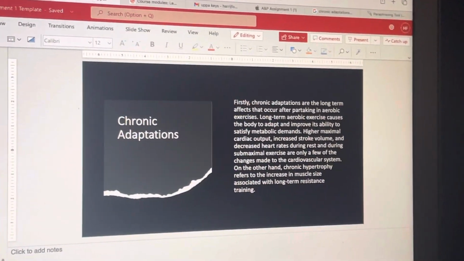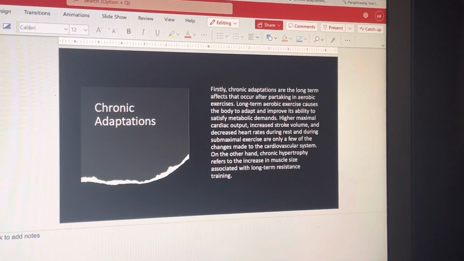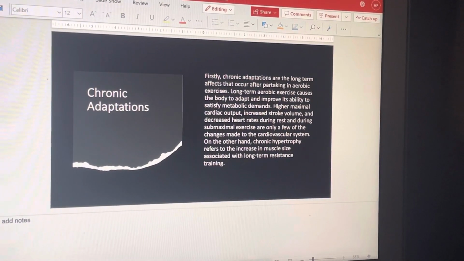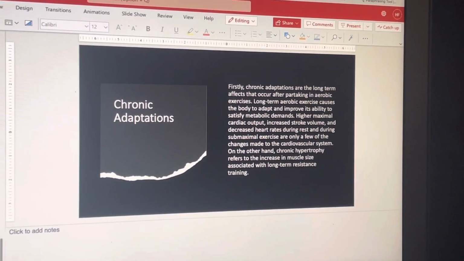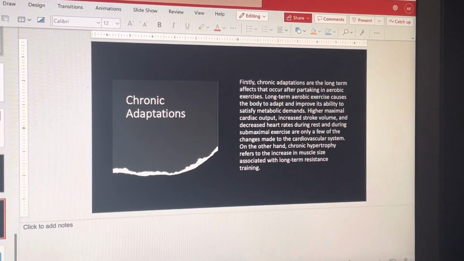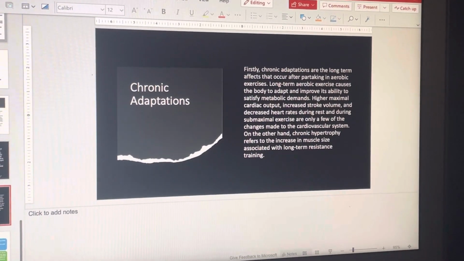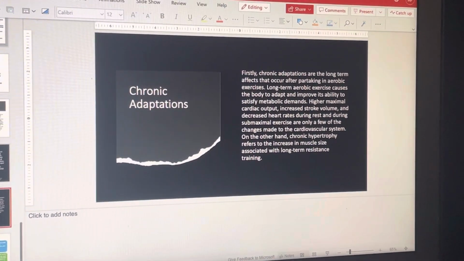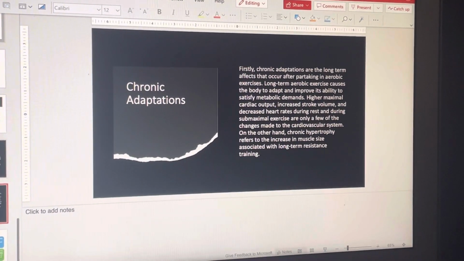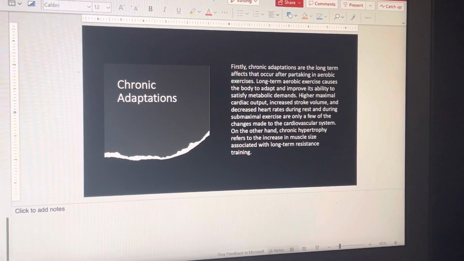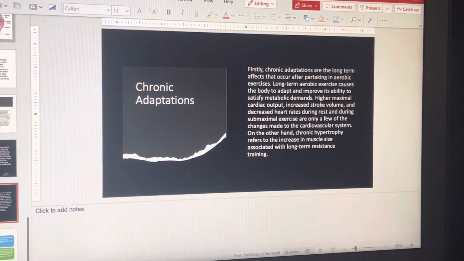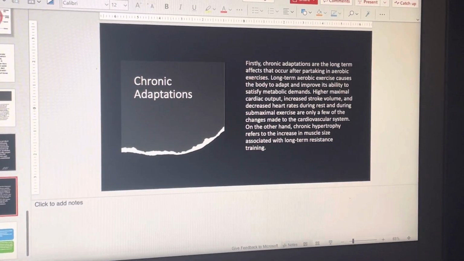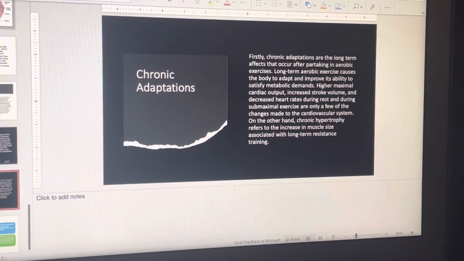Chronic adaptations. Chronic adaptations are the long-term effects that occur after partaking in aerobic exercise. Long-term aerobic exercise causes the body to adapt and improve its ability to satisfy metabolic demands. Higher maximal cardiac output, increased stroke volume, and decreased heart rates during rest and during submaximal exercise are only a few of the changes made to the cardiovascular system. On the other hand, chronic hypertrophy refers to the increase in muscle size associated with long-term resistance training.